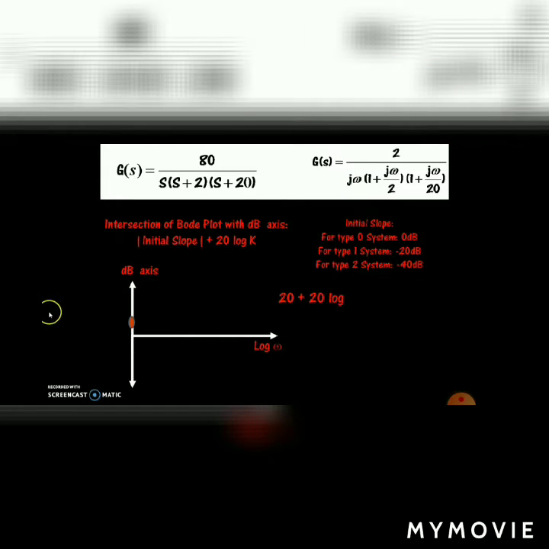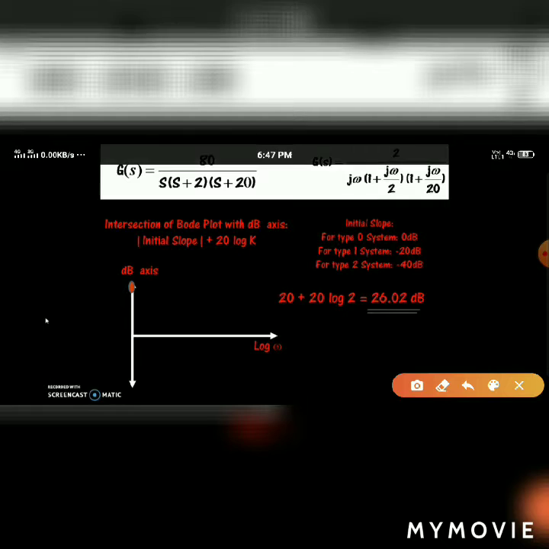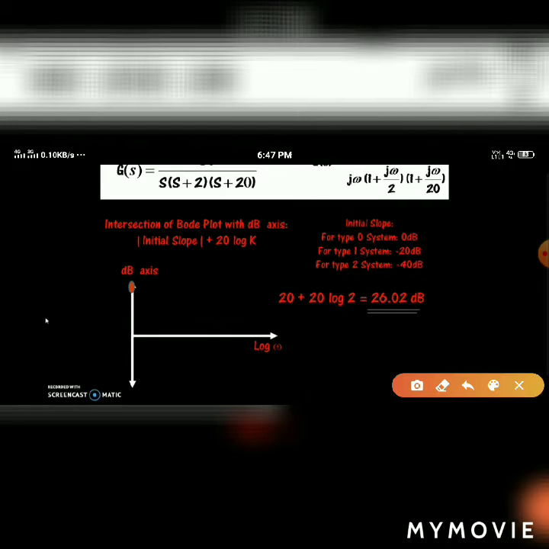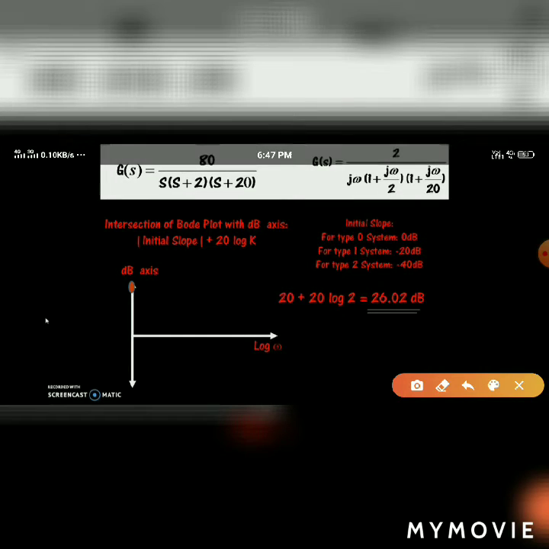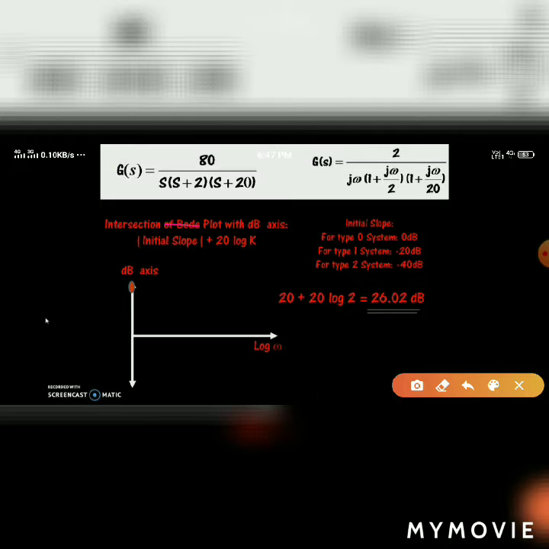Now after this, the intersection of the Bode plot with the dB axis. So the first step, after identifying k is equal to 2, then the pole at the origin and simple poles, right? The next step is the magnitude of the initial slope plus 20 log k. You can see here this portion, initial slope plus 20 log k.